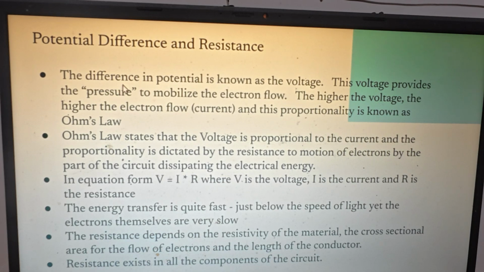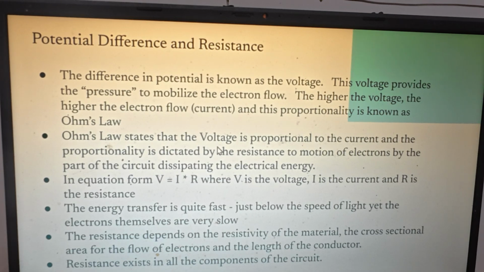Now we'll talk about voltage, which is potential difference. Voltage and potential difference are one and the same. And resistance is the resistance to electron flow in matter, in materials such as wires or whatever matter. Everything will have some sort of resistance. The difference in potential is known as the voltage. This voltage provides the pressure to mobilize the electron flow. The higher the voltage, the higher the electron flow or the current, and this proportionality is known as Ohm's law.